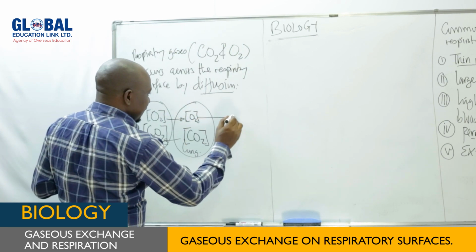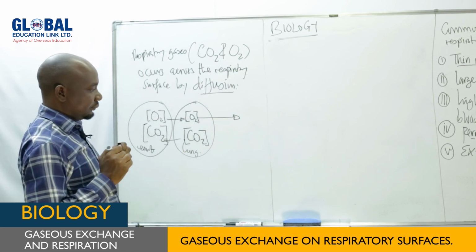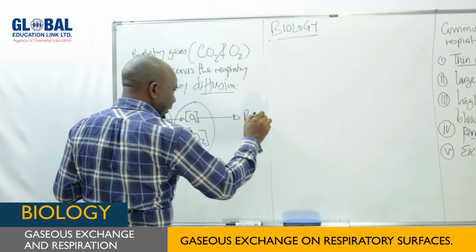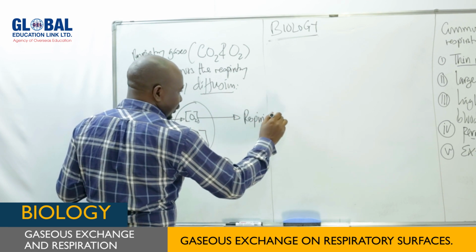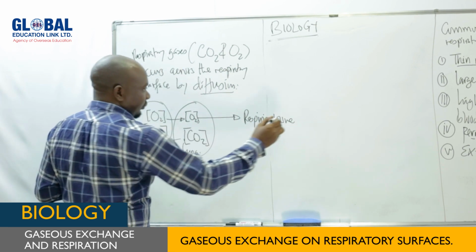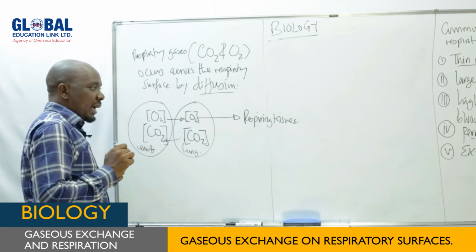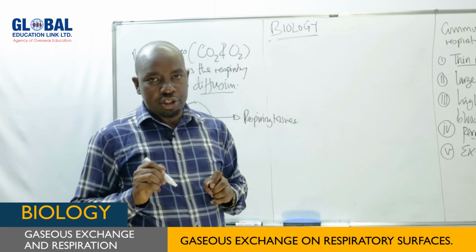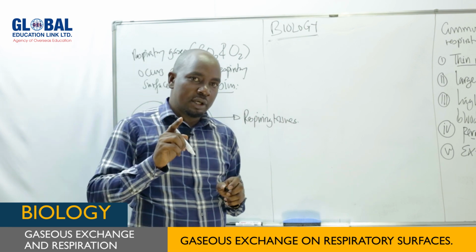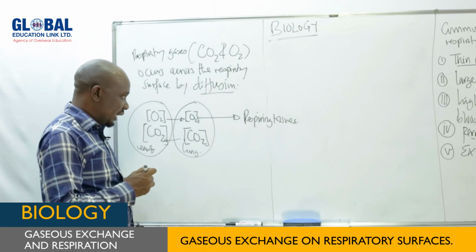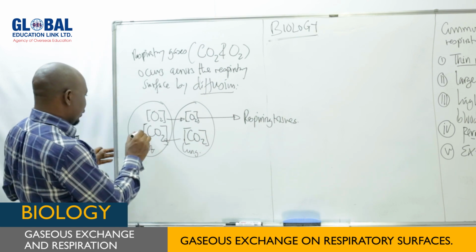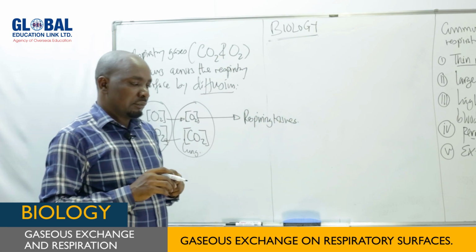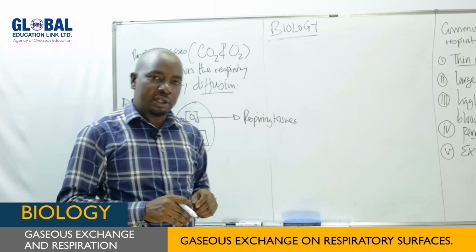Then this is taken through the bloodstream to the respiring tissues, where it is used in respiration to release energy in the form of ATP. Carbon dioxide will be taken from the lungs to the surroundings as a waste product.